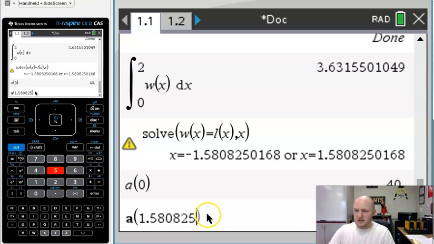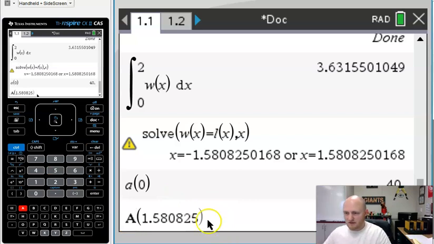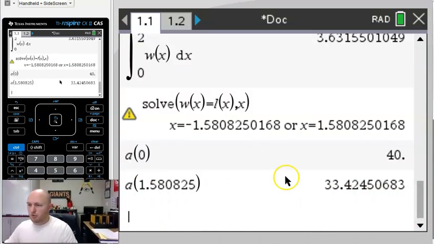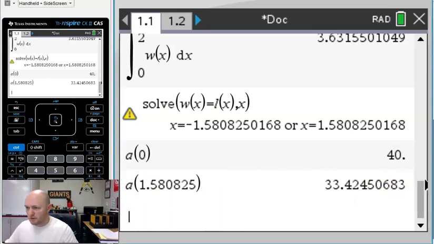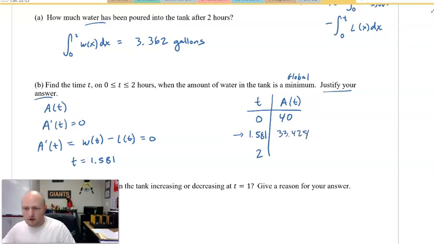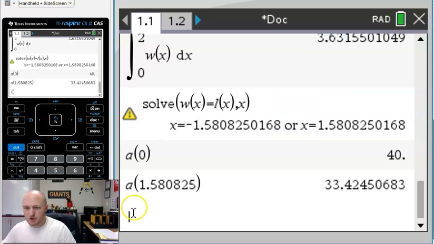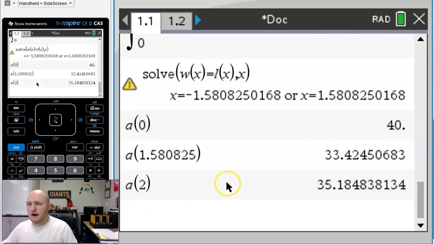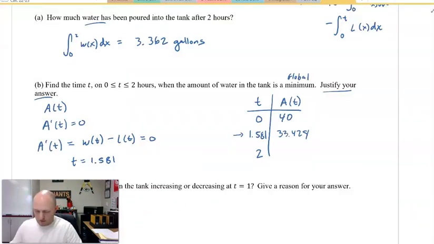1.5808255. I'm going to take as much of that as I can. And I don't want lowercase a. I think I defined it as a capital A. Okay, and we get 33.424. Okay, and then lastly 2. So A of 2 is 35.185.